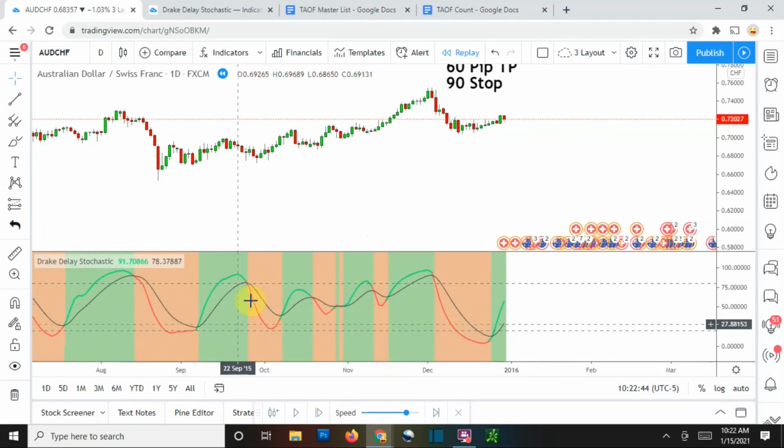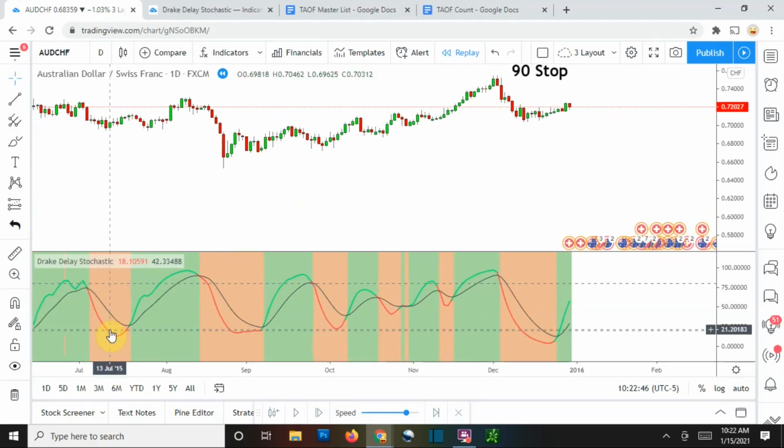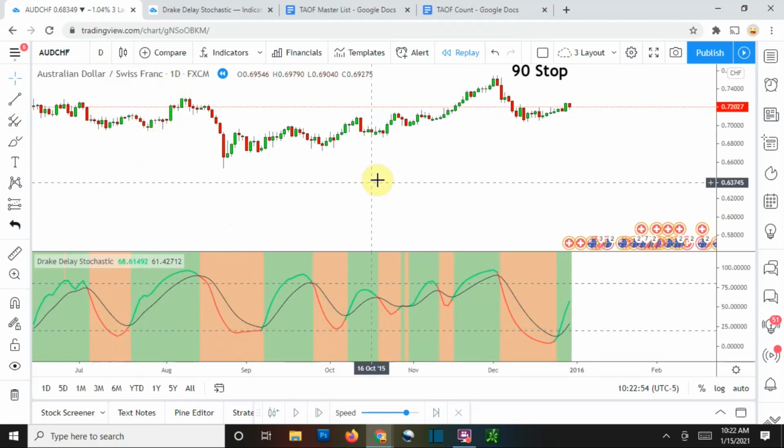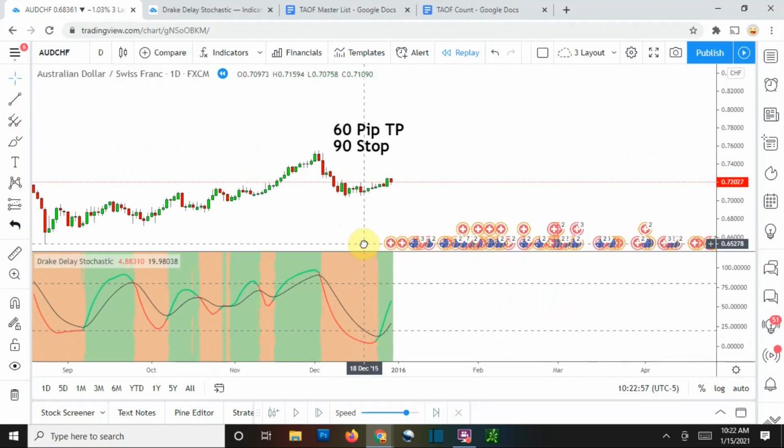And then in reverse, obviously, if we waited for it to come all the way down into this oversold area, then we would wait for it to go green, and when it goes green, we would take it for a long.